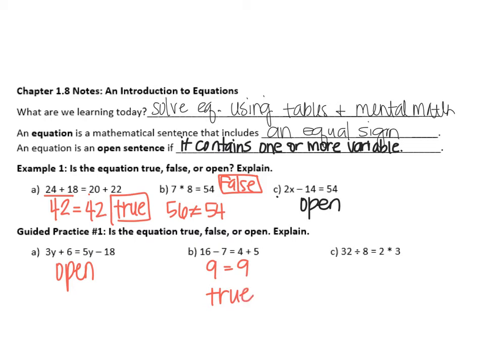And then C, 32 divided by 8 is 4. 2 times 3 is 6. That's not true. 4 does not equal 6, so that one's false.